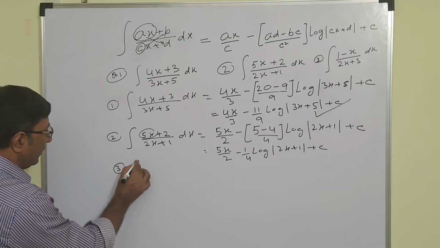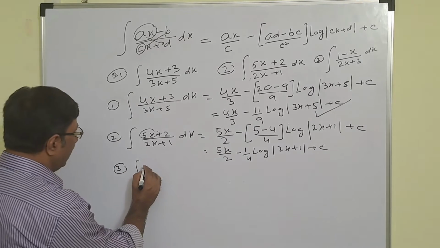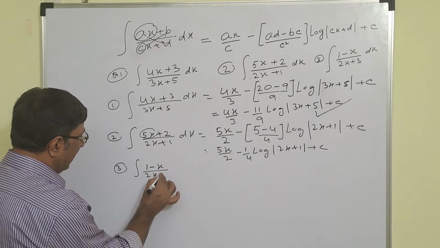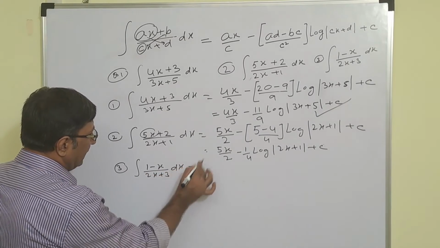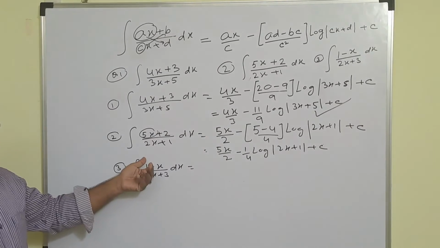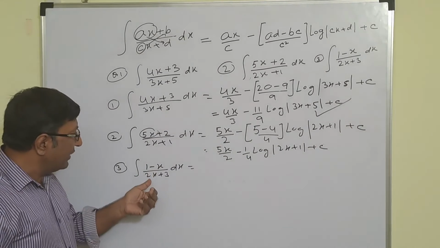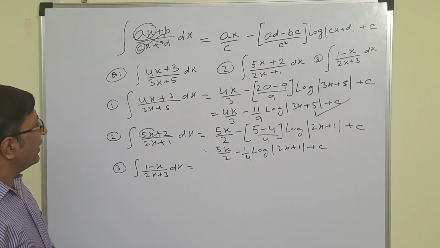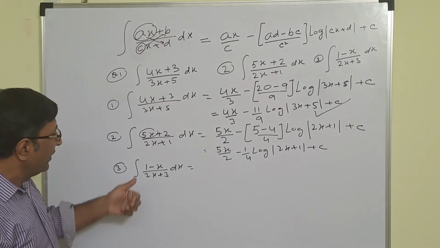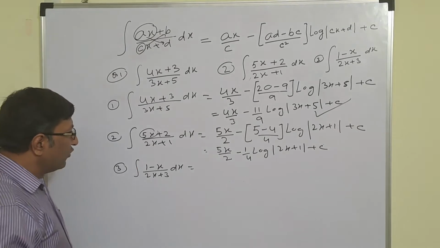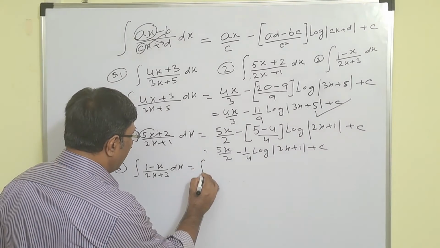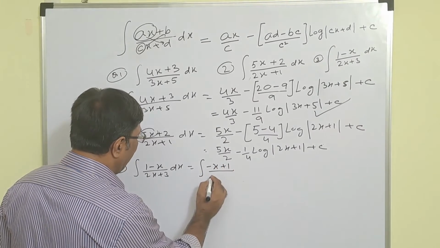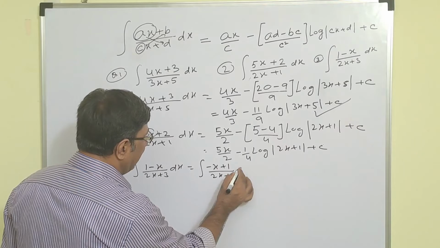In the same way, you have a third question. The third question is integration of (1 minus x) divided by (2x + 3) dx. Here also you see the numerator is a linear equation and the denominator is a linear equation. So you can use the same trick here, but it is of the form ax plus b, and here it is 1 minus x. So just write this in the form: minus x plus 1, and here 2x plus 3 dx.